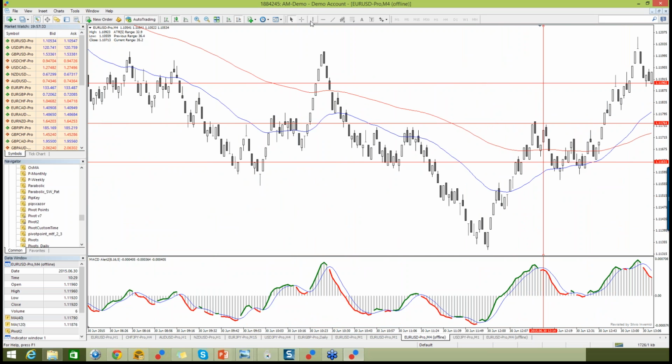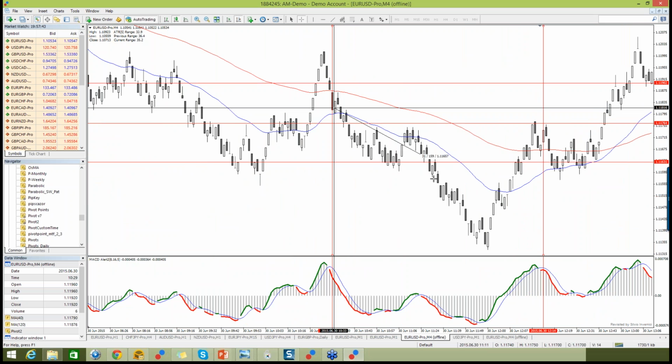Look at this. Perfect capture of the trend. The bigger the pullback is, the better the trend trade is.